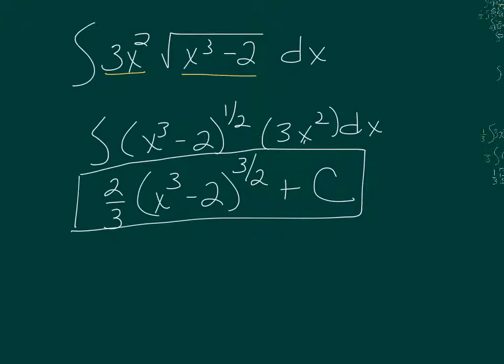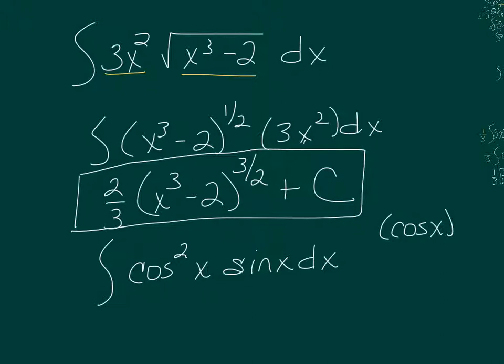Let's look at one with trig functions, since you guys love trig functions so much. Say we have cosine squared x sine x dx. Notice this is a composite. I have cosine squared x. So the cosine x is really my inner function. If you want to think about it, it's the same as saying the cosine of x, squared.